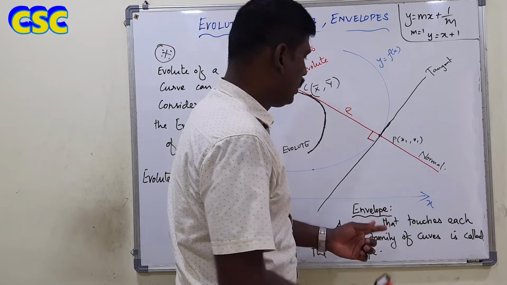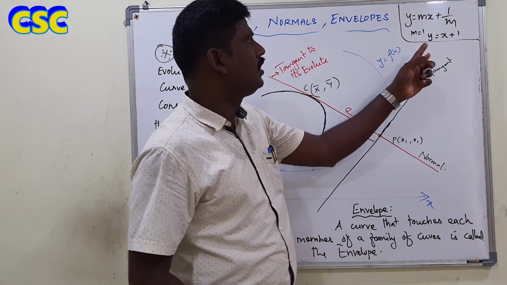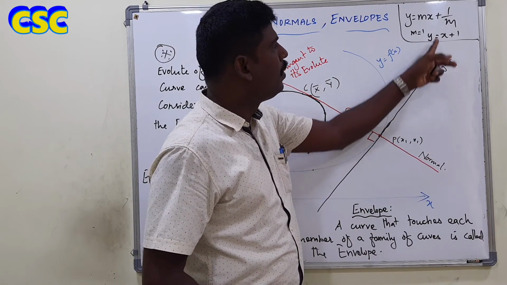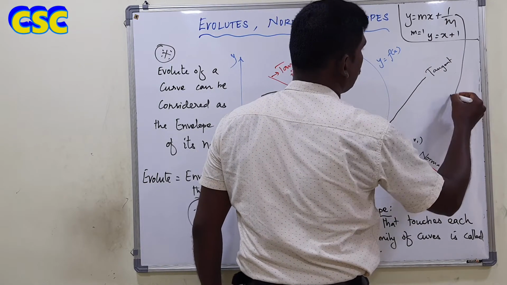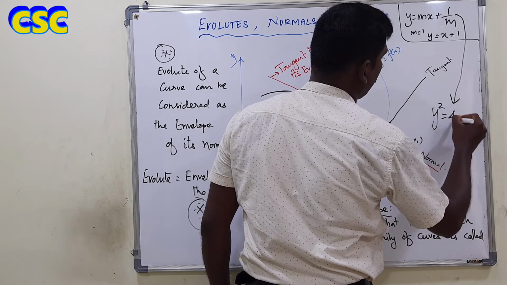So I want to find a curve that touches each and every member of this family. I find it is y square equals 4x. I think that it may be right or wrong.